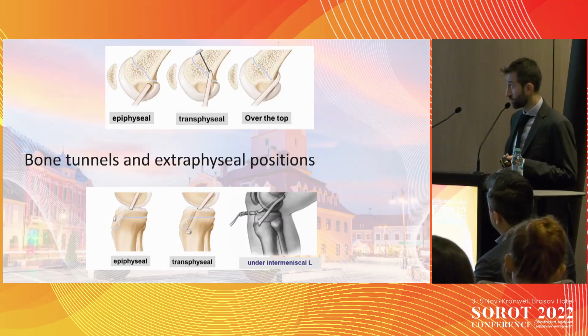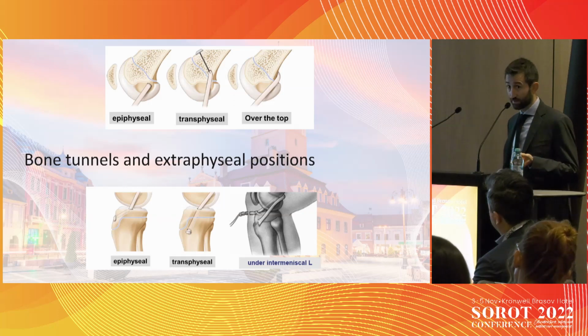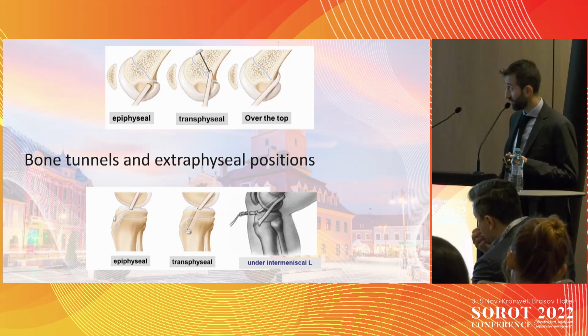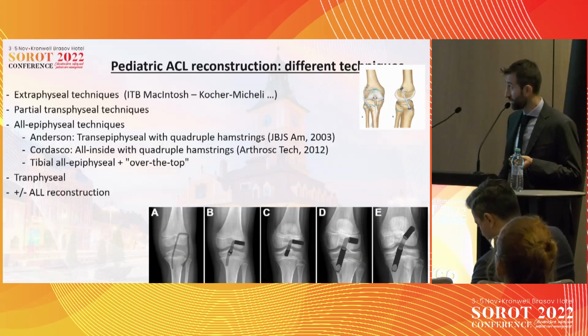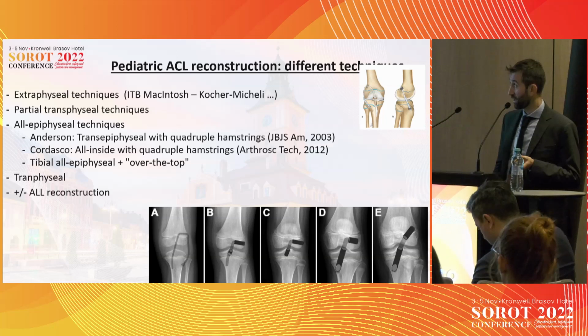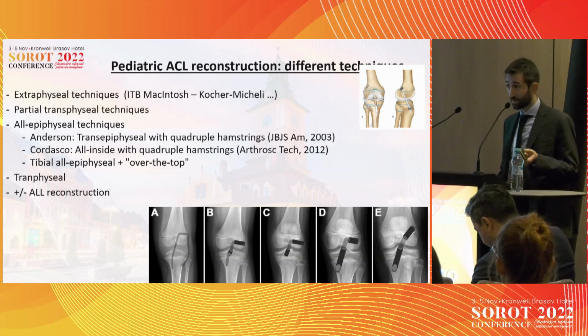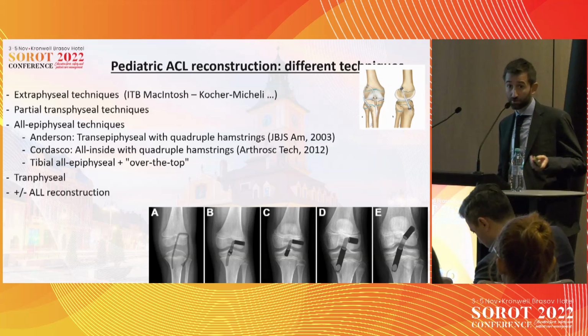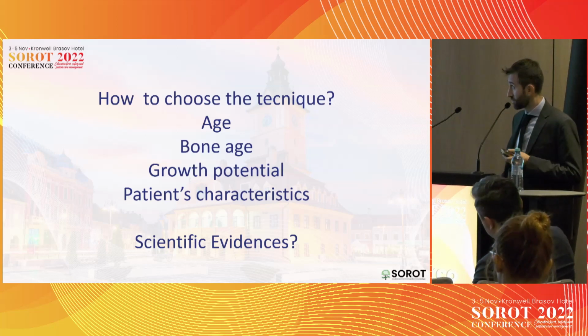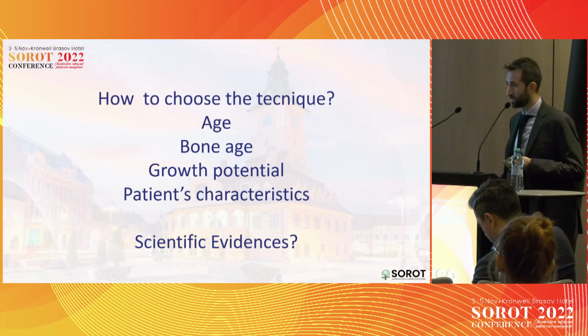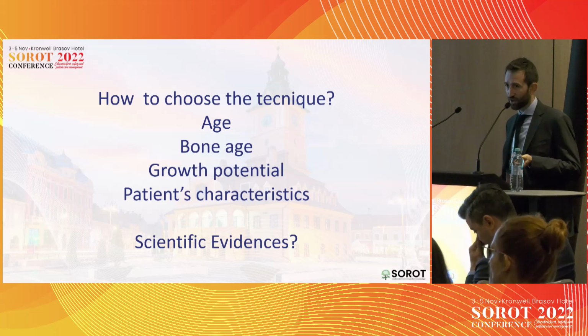And then the situation is more complex because we can do all-epiphyseal techniques, transepiphyseal, or also without touching the physis with over the top and the intermeniscal ligament. So how to choose? Again, we can have extraphyseal techniques like the modified MacIntosh, partial transphyseal, or epiphyseal like Henderson and Cardasco technique, or transepiphyseal, and then there is the topic about anterolateral reconstruction or not in children and adolescents. So again, the problem is, if you want to do a reconstruction in a child, how to choose?